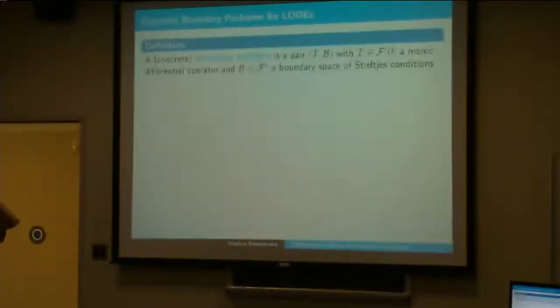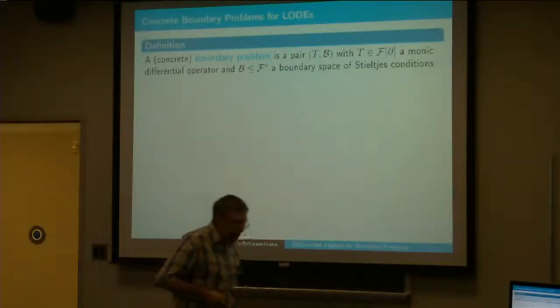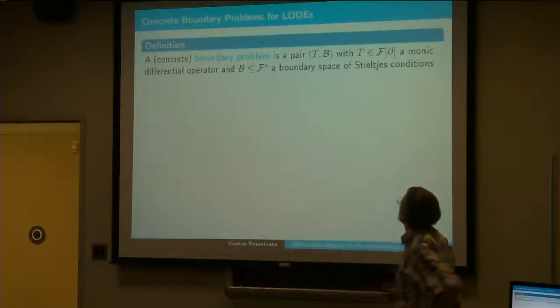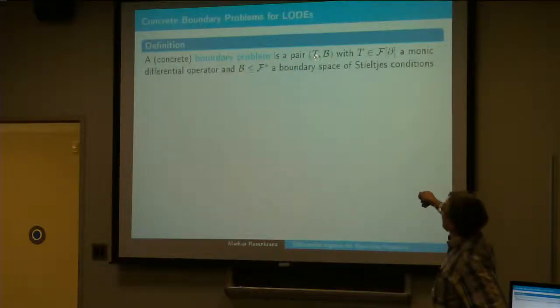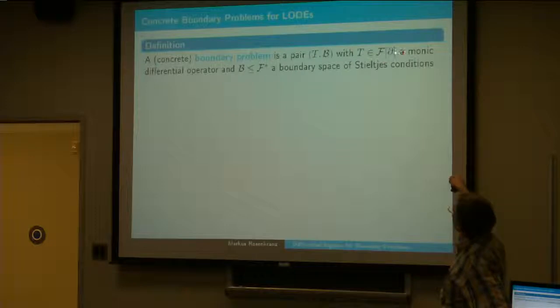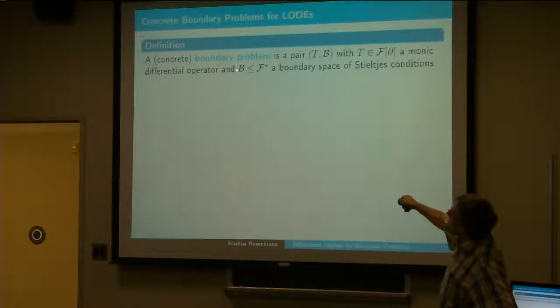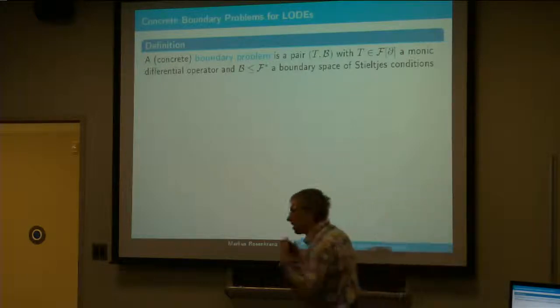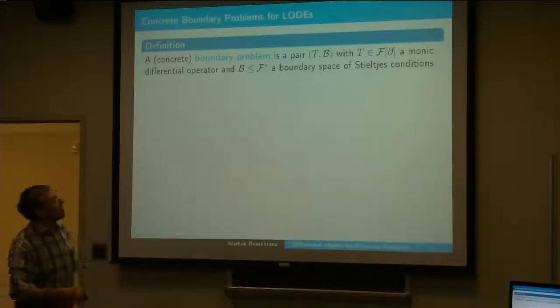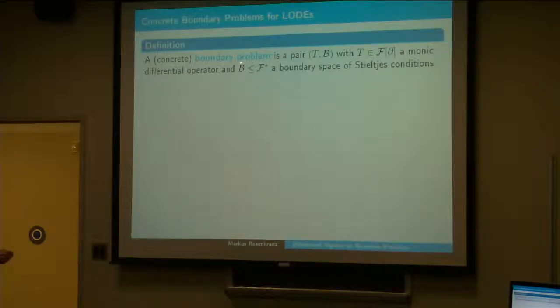Okay, now I can make the definition of a boundary problem a bit more concrete. I defined it already as something that is a surjective linear operator and a subspace of the dual. But now I impose the further condition that this T here is a monic differential operator with coefficients from F, so from the first component of this operator ring. And furthermore, the boundary space is generated by Stieltjes conditions. So these are all the functionals that I can write down in this language. I require the boundary space to be generated by such Stieltjes conditions.